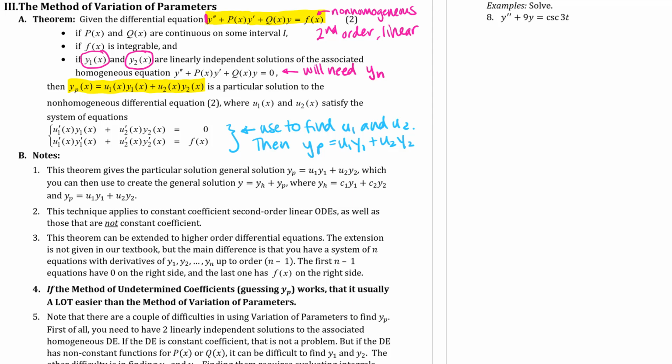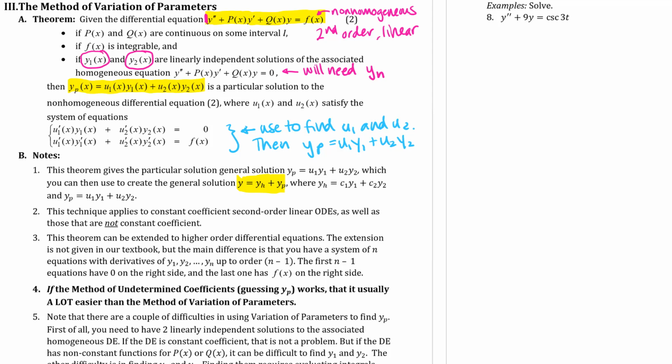Then there are some follow-up comments below. The first one tells you how to find your yp, and then you will use that to create the general solution like we did before. Remember that y is yh plus yp. So there are two main parts: finding the yh and finding the yp. This is just a different method for finding the yp. The other question would be, why do I need to learn another method, because we already did undetermined coefficients?